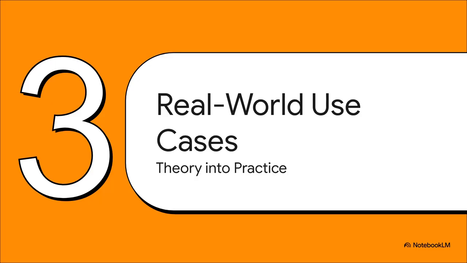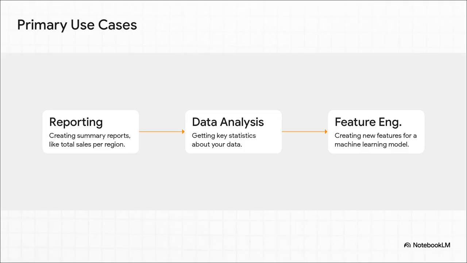All right, enough theory. Let's make this real. Where are you actually going to use this stuff in a day-to-day data pipeline? Let's see where the rubber meets the road. It really boils down to three main areas. First up, reporting. This is the obvious one, right? You need to crunch down raw data into the key metrics that power your dashboards.